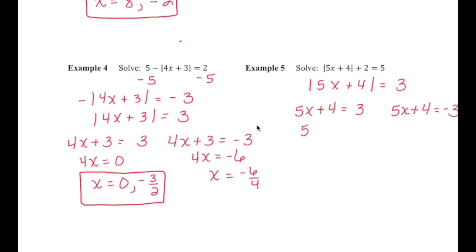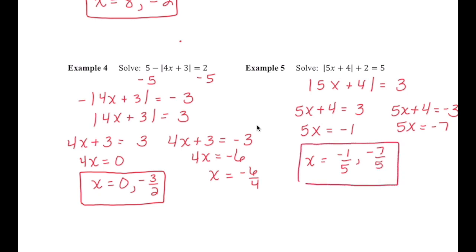Subtract 4 from both sides, so 5x equals negative 1, and divide by 5, so x equals negative 1/5. Subtract 4 from both sides, now I have 5x equals negative 7, and divide by 5, negative 7/5. You can also use Desmos to graph these and verify that this certainly is where the graphs are crossing the x-axis.